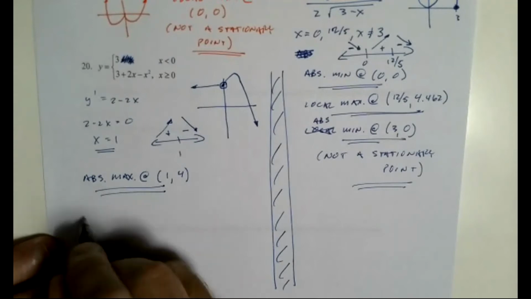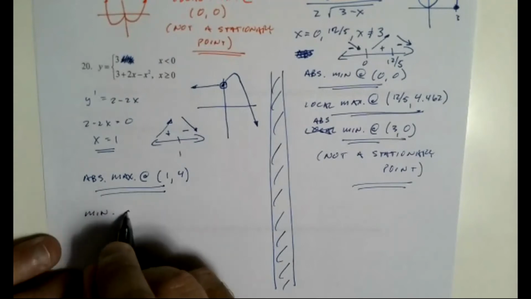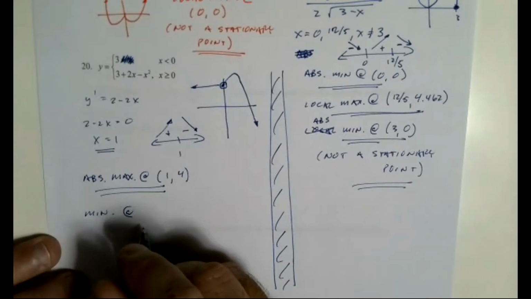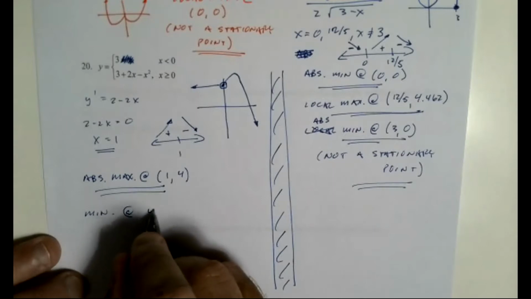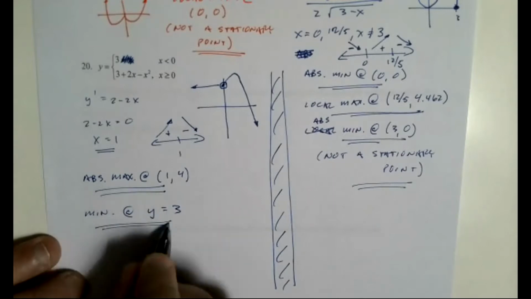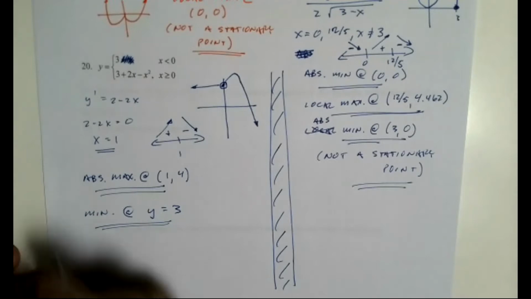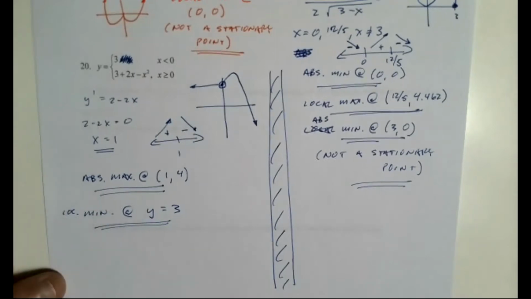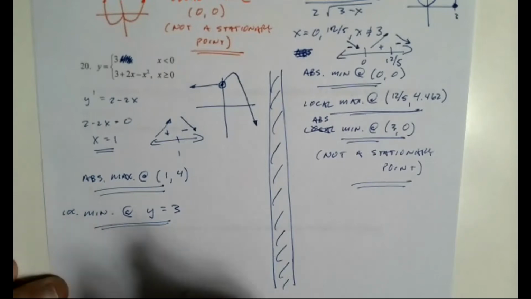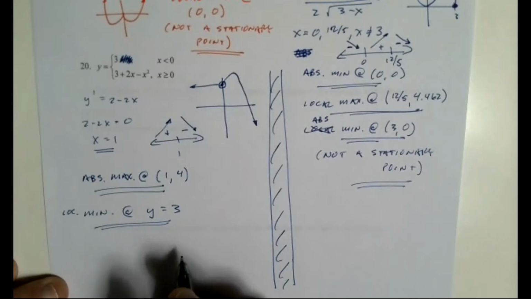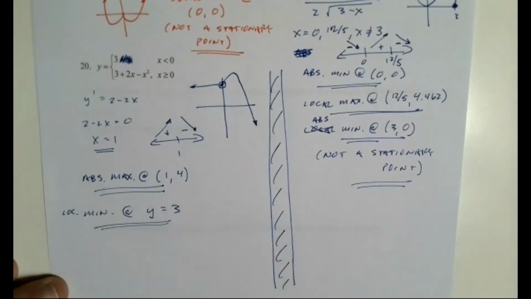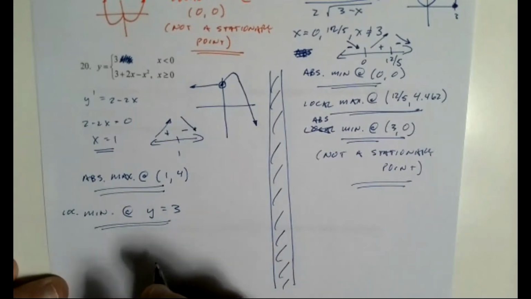And then min at y equals 3, according to the way this is drawn. And that'd be a local min. Horrible, horrible problem. Curious how badly I butchered this, but what are you gonna do? Yeah, y equals 3. I suppose I could write it as a parentheses sort of thing. And this is not a stationary point.